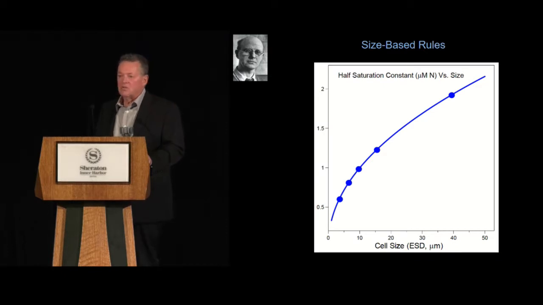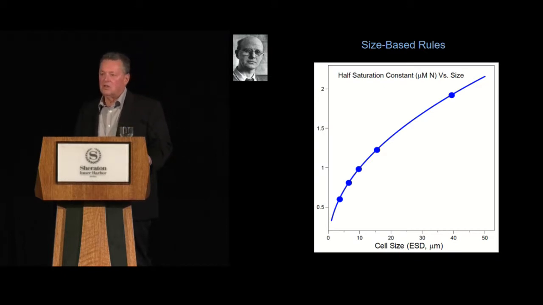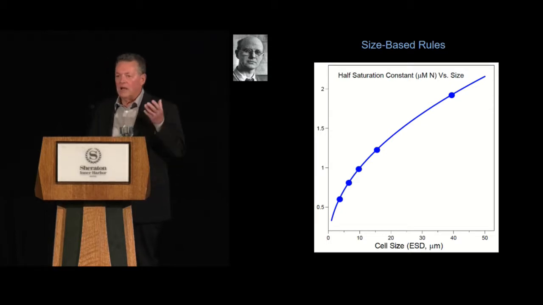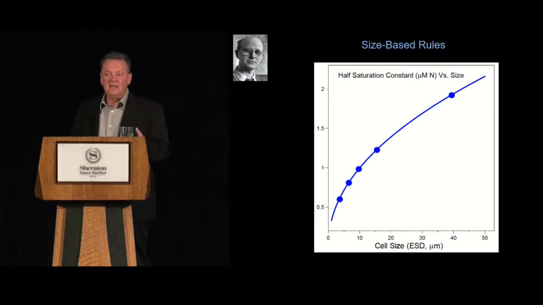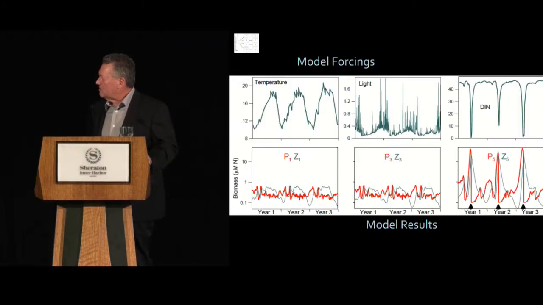And we have size-based rules for other things, like the half saturation constant for nitrogen uptake. And we've known for a long time that small cells have smaller half saturation constants. They're more efficient at acquiring nutrients in oligotrophic states. But now we have an equation that gives us the mean half saturation constant as a function of cell size based again on all of these different experimental measurements.